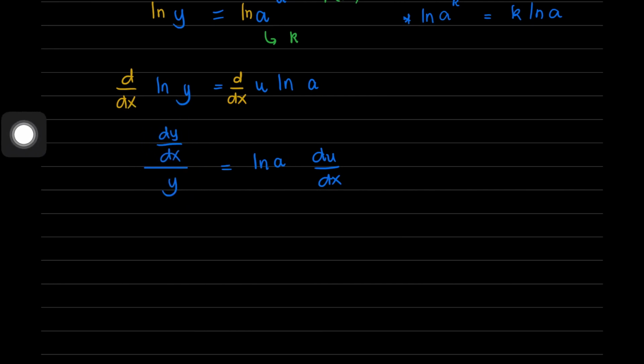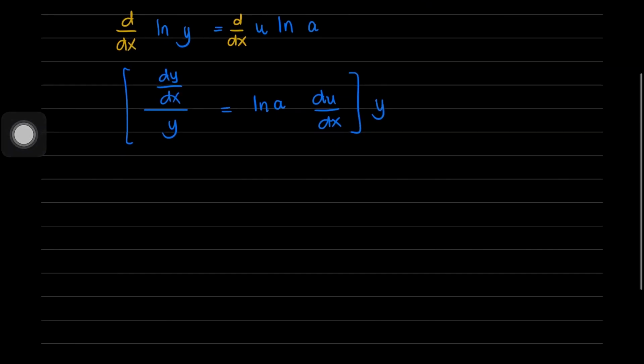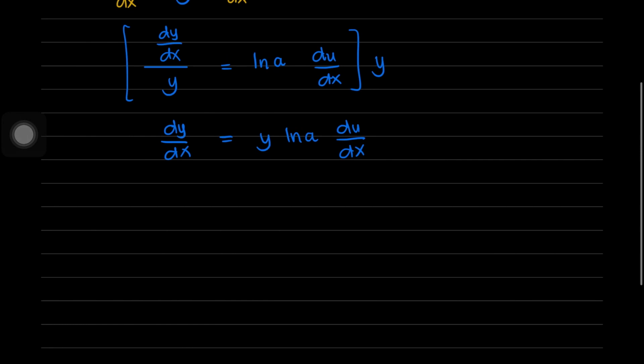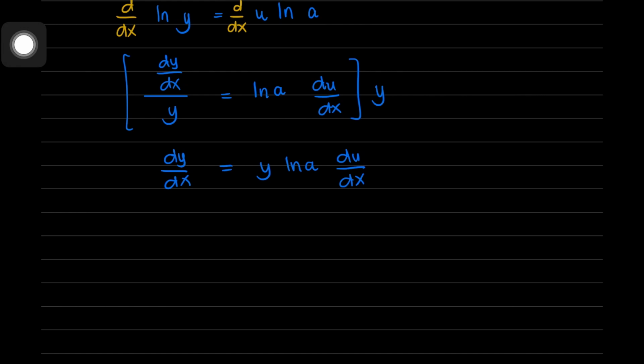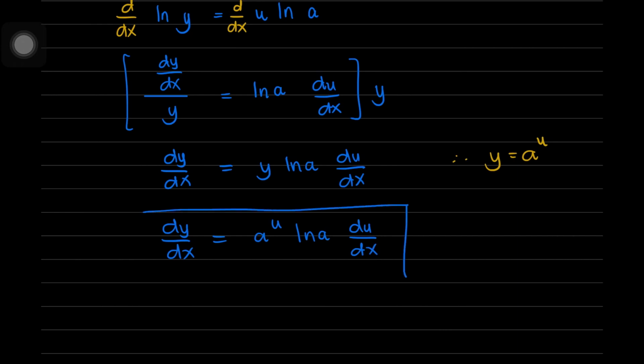Solving for dy over dx, we multiply both sides by y, giving dy over dx equals y ln of a du over dx. Now, y is equal to a raised to u. Substituting that into the resulting equation, we have dy over dx equals a raised to u ln of a du over dx. This is the formula we use whenever we are given a function in which a constant is raised to a variable.